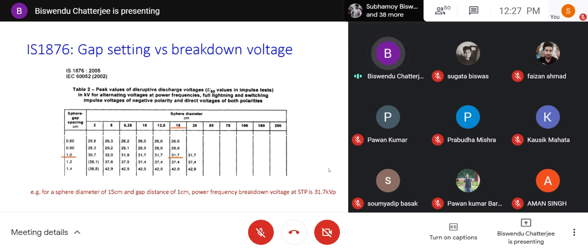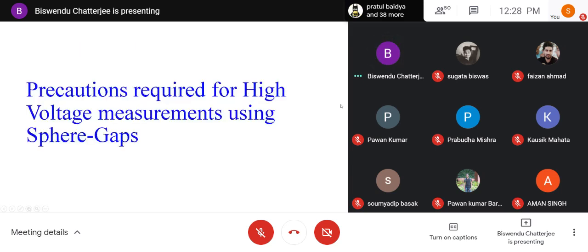And when do you get maximum electric field stress? When the voltage is maximum, when the sine wave is at its peak. So all these are peak values, not RMS values. So at STP it is 31.7. How to convert to our lab condition? There are conversions given in the IS.